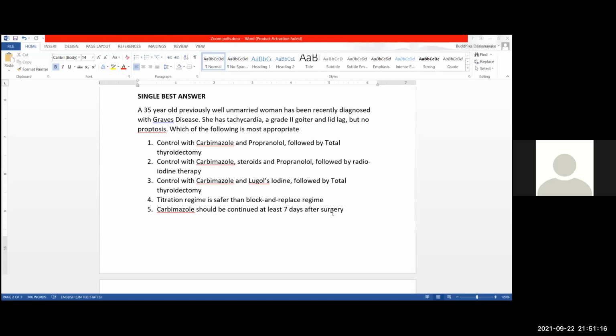Carbimazole should be continued at least 7 days after surgery? No, right? You need to continue the propranolol for at least 7 days after the surgery, because circulating thyroxine levels might cause sympathetic overactivity after thyroid surgery. Until the thyroxine levels in the blood come down to a reasonable amount, usually it takes around a week, you might have to continue with the beta blockers. But there's no point in giving carbimazole after a total thyroidectomy anyway, because carbimazole works only on the thyroid. So it won't work on anyone who doesn't have a thyroid. So these are your responses, right? Only about 23% of you have got that question correct.